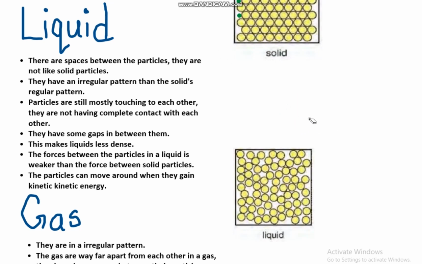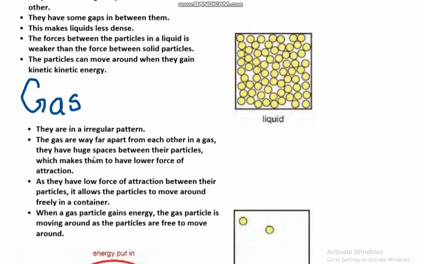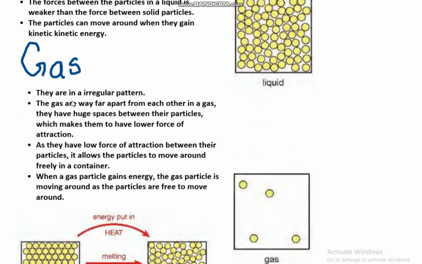And then we have gases. Gases also form an irregular pattern, and their particles are far apart from each other, and they have huge space between them, and they have the lowest force of attraction.